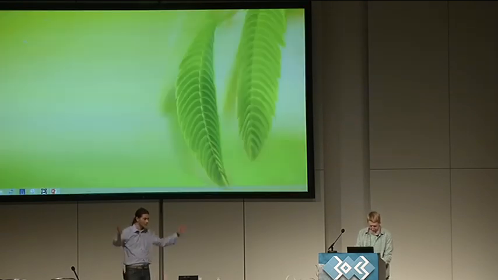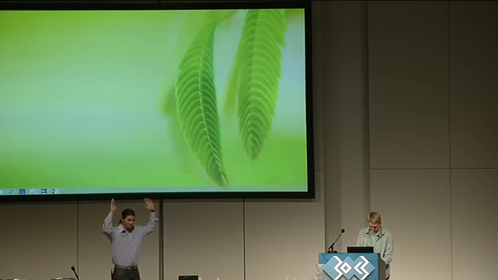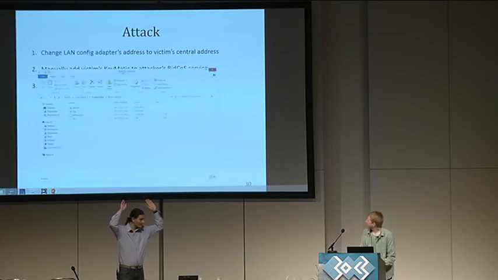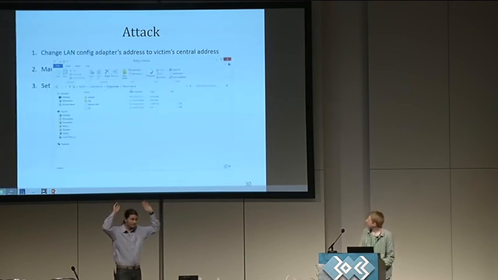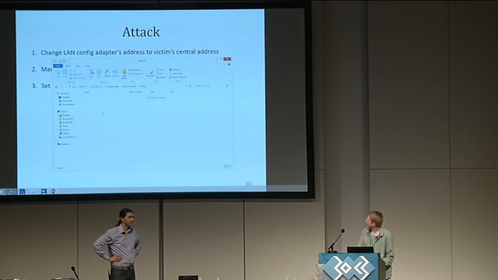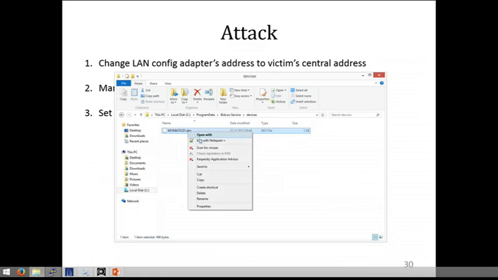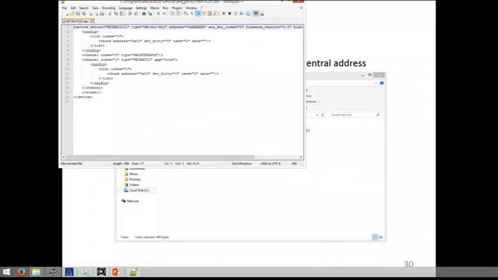First, I don't touch the remote control. This is the configuration folder of the BidCoS service, C program data BidCoS service. And you see there are no devices. That's why this folder is empty. I am copying a template file into this folder. And there are no secrets. I'm going to show you what is in this template file. Actually, we need to modify it too.